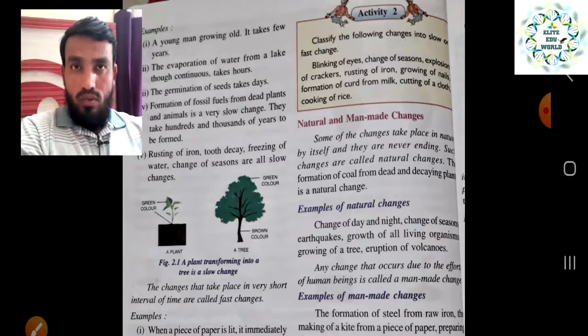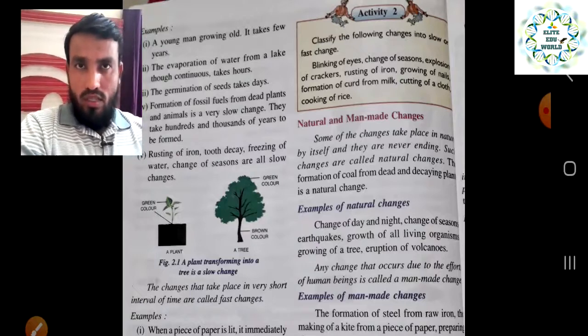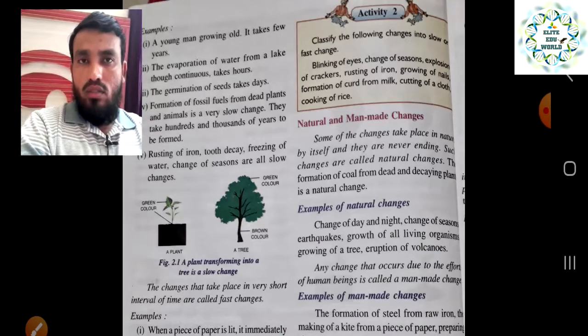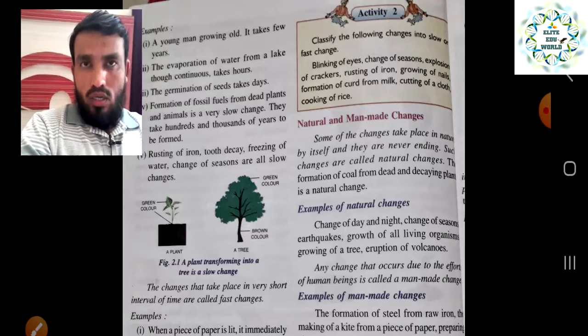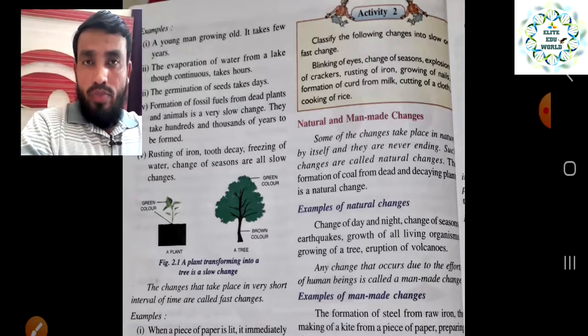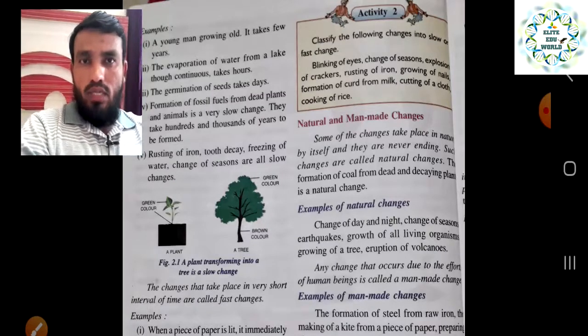The formation of fossil fuels like diesel, petrol, whatever we are saying, is not a process of 1 day, 2 days, or 1 year or 2 years. It will take hundreds and thousands of years to convert whatever plants and animals die and are buried into fossil fuel. So that change can go into thousands of years. These are some slow changes, which take time, and different times are required for them.